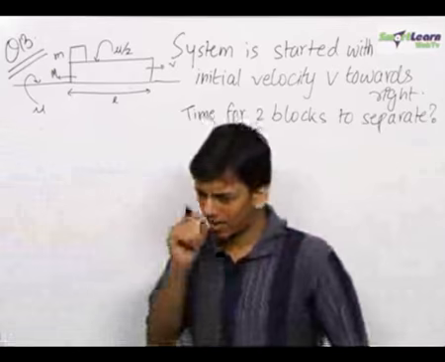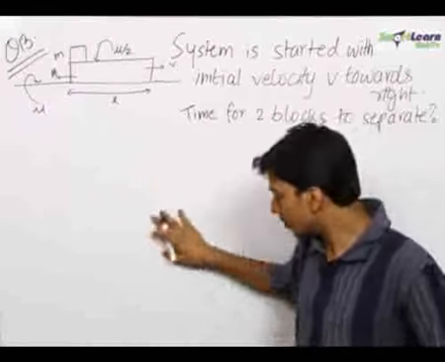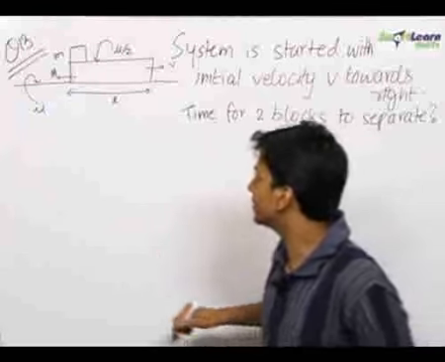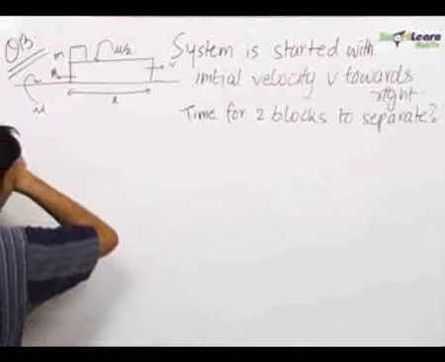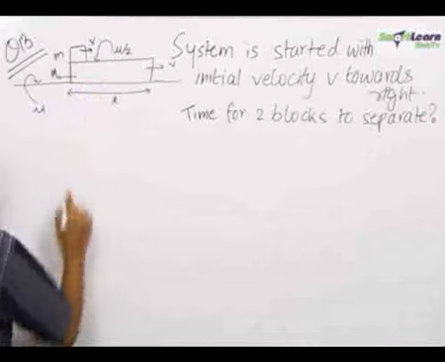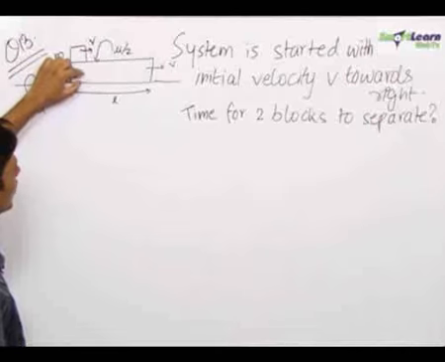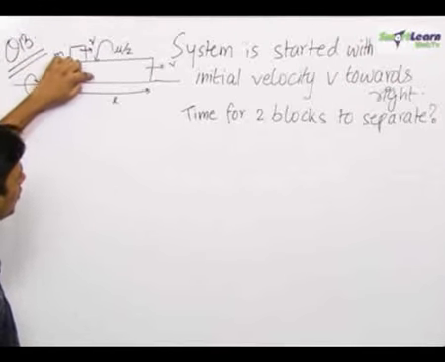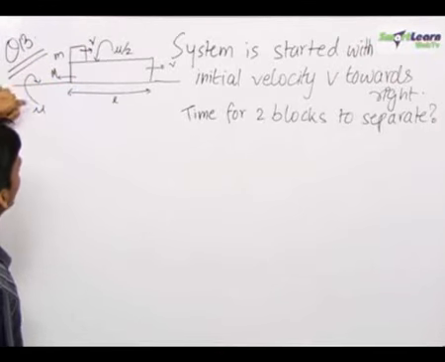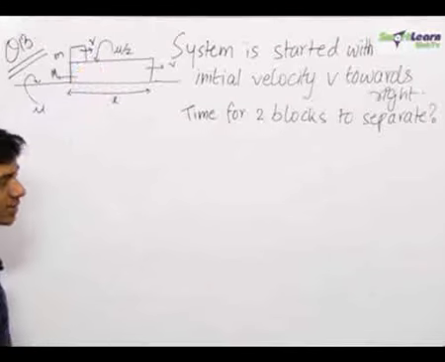This question is a bit difficult, but if you solve it keeping in mind the small things, don't miss out on the small things and you will get the right answer. Now in this question, both these blocks have been given an initial velocity v in the right direction. The frictional coefficient between these two blocks is mu by 2 and the frictional coefficient between the lower block and the ground is mu. We need to find out the time before the two blocks separate.